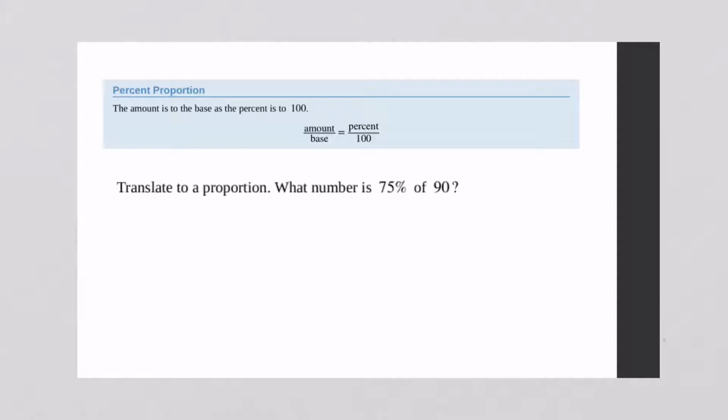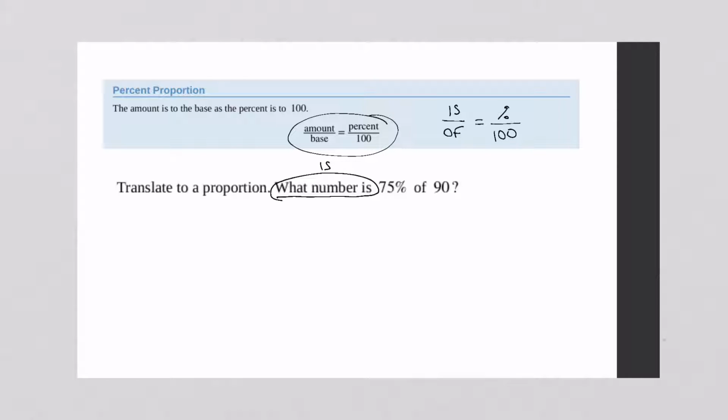So, this says the amount is to the base as the percent is to 100. Now, I'm going to simplify that just a little bit. I'm going to say that the word is over of is equal to percent over 100. So whenever you read these problems, there will be a number that's closer to the is, that'll be your is number. There will be a number that's closer to the of, that'll be your of number. And the number with the percent sign after it always goes over 100. Always. So, in this case, what number is, that's going to be my is.